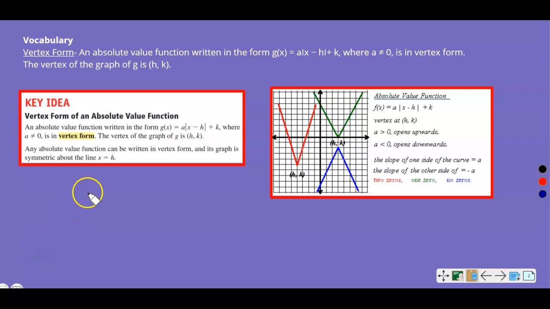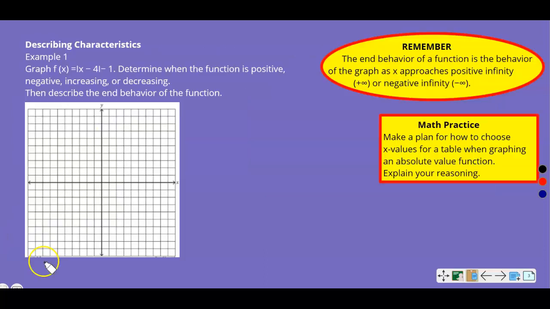One more thing really quick. An absolute value function can be written in vertex form and its graph is symmetric about the line x equals h. Remember (h, k) is your vertex. The line of symmetry goes through the x value of the vertex. This is important because when you're drawing a V-shaped graph, if you have all your points on one side of the vertex, it'll look like a line instead of a V. So you need to choose points on both sides of the axis of symmetry, which is x equals h, whatever your h is.